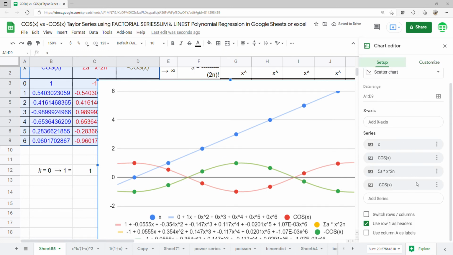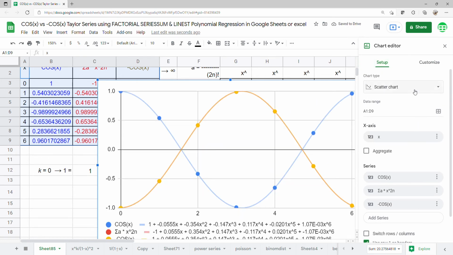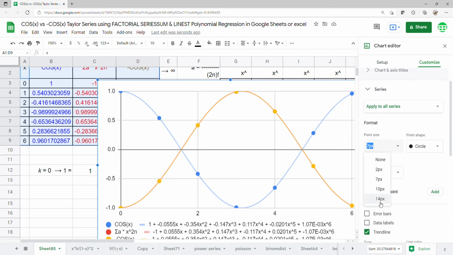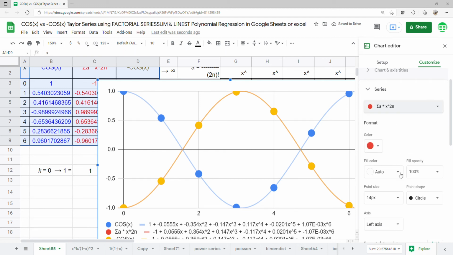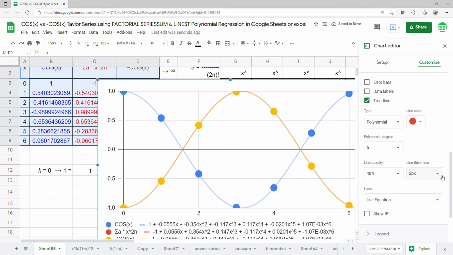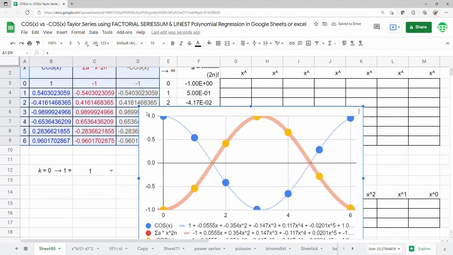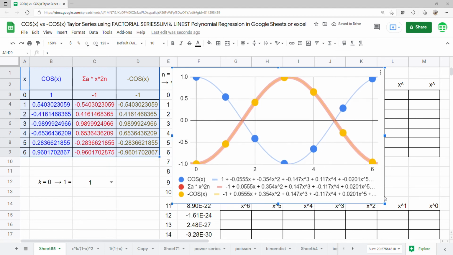We'll go back to the setup. Use column A as label. Now that's better. And we go back to the trend line. The point size will be maximum. Except for the expansion, the point size will be none. But its line thickness is maximum. So here's the trend line and polynomial of positive and negative cosine.